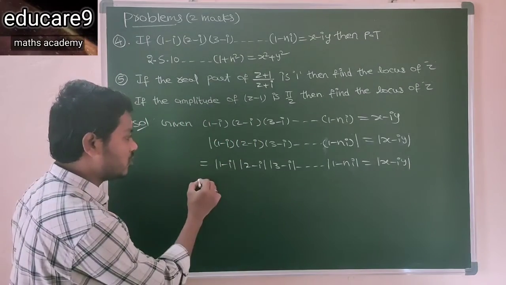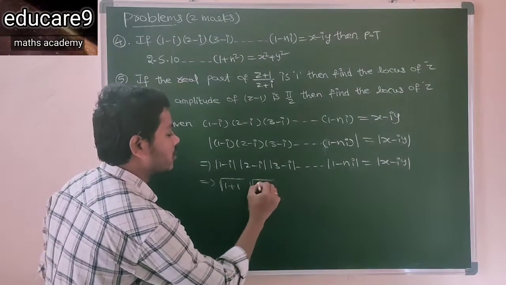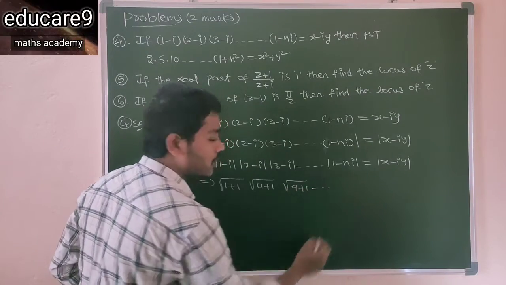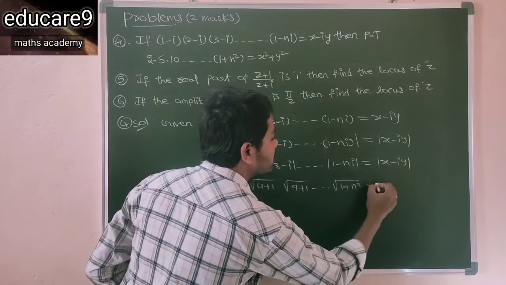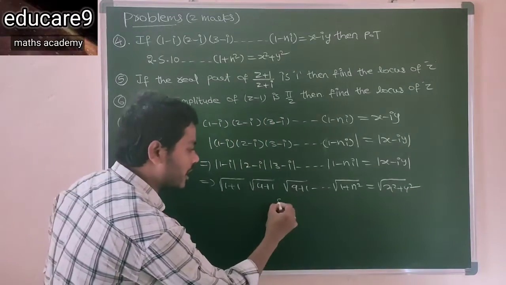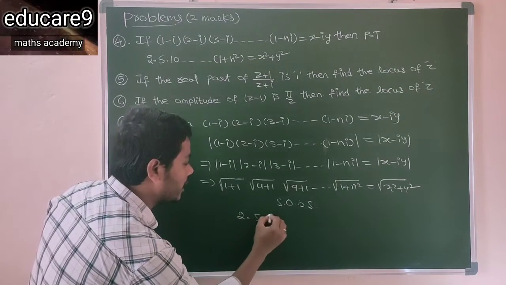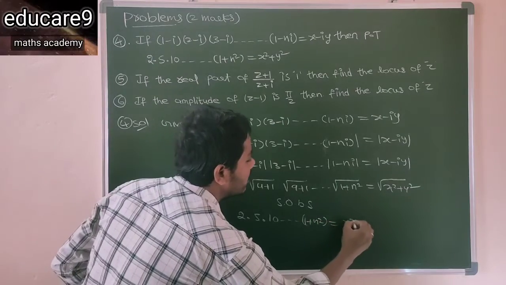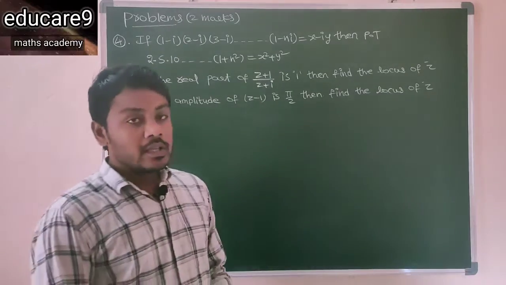So clearly this is equal to square root of 1 plus 1, square root of 4 plus 1, square root of 9 plus 1 and so on, square root of 1 plus n square, is equal to square root of x square plus y square. And squaring on both sides, what you get? 2 into 5 into 10 and so on, 1 plus n square is equal to x square plus y square. So this is the required answer. So see the next one.